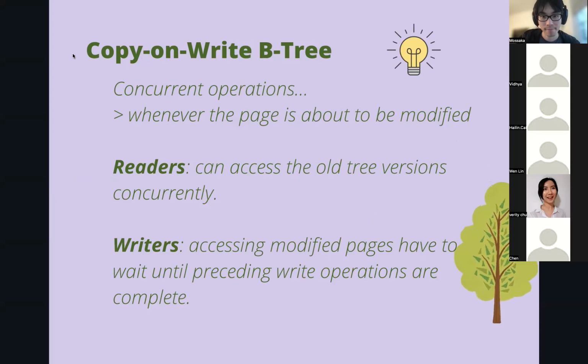Following these 3 steps, readers and writers will have the following characteristics. Readers can access the old tree versions concurrently, because the old tree versions are always still there while the writers are trying to write on the modified pages, right? Writers accessing modified pages have to wait until preceding write operations are complete. So readers are freely able to read the old tree version, and then there are writers modifying the copied page and then waiting for the previous writes. Next page.